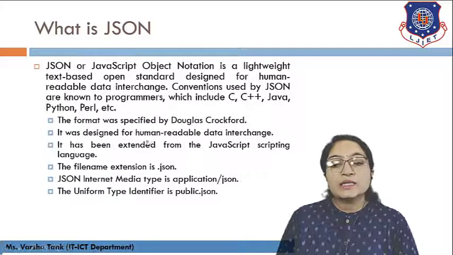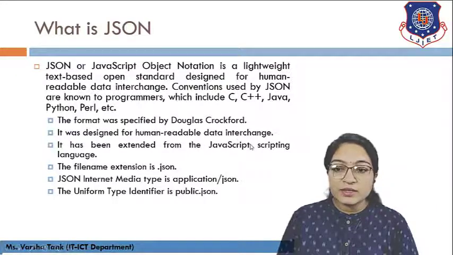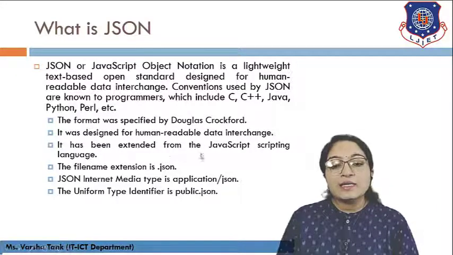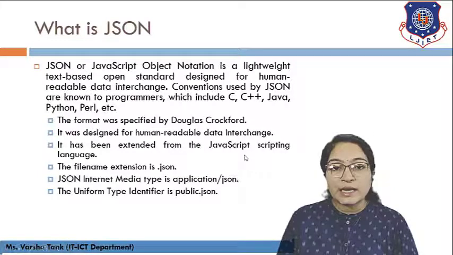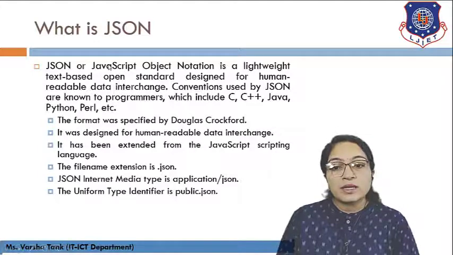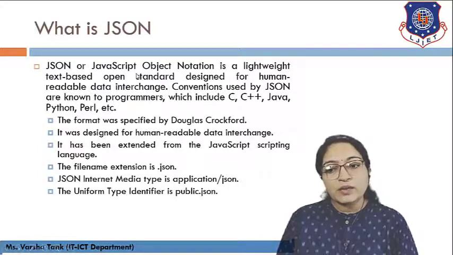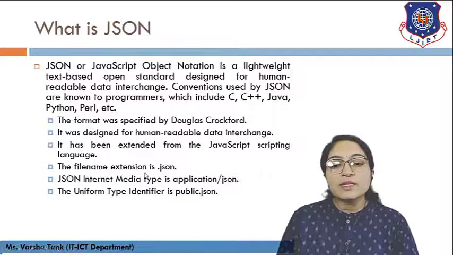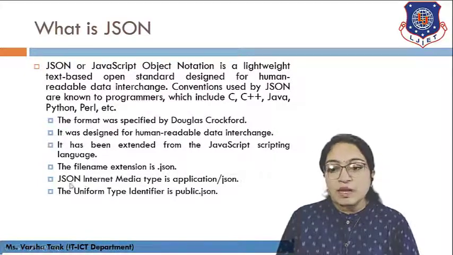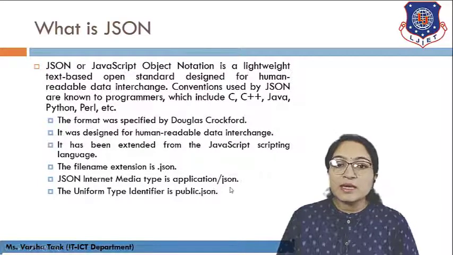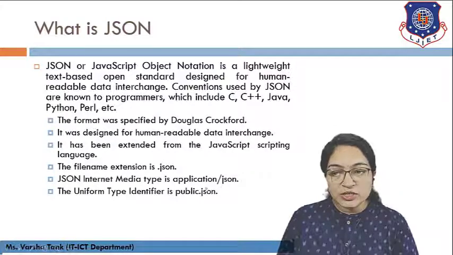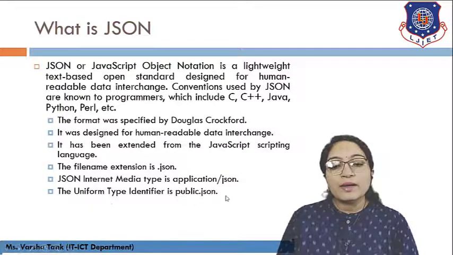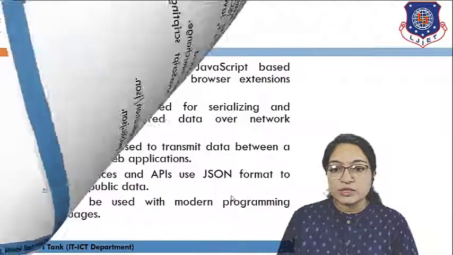It was designed for human-readable data interchange, and it has been extended from the JavaScript scripting language. So it is an extension of JavaScript. That's why it is known as JavaScript Object Notation. The file name extension is .json. The JSON Internet Media Type is application/json, and its uniform type identifier is public.json.